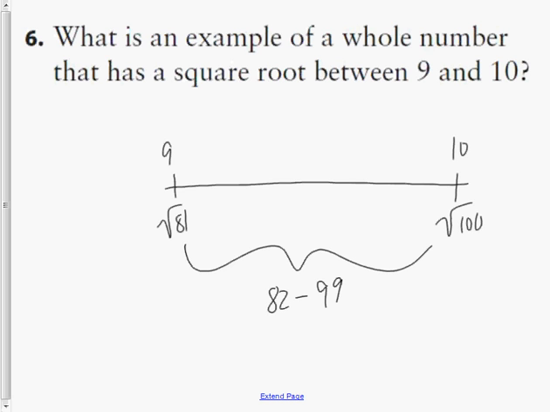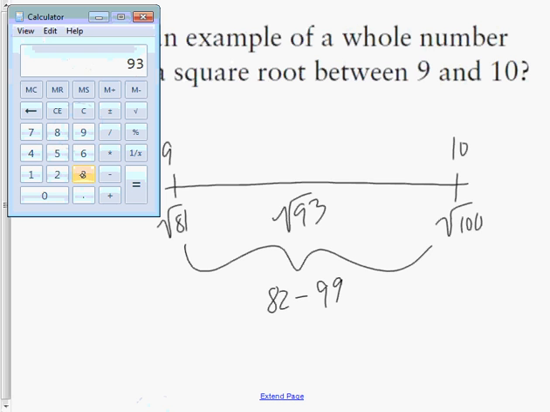Any of those numbers. So if you said the square root of 93 will be between 9 and 10, you're right. I took my calculator just to check. Square root of that is 9.6, which is between 9 and 10.